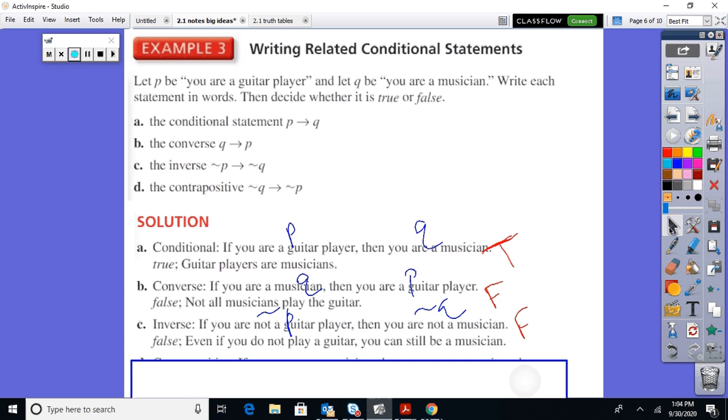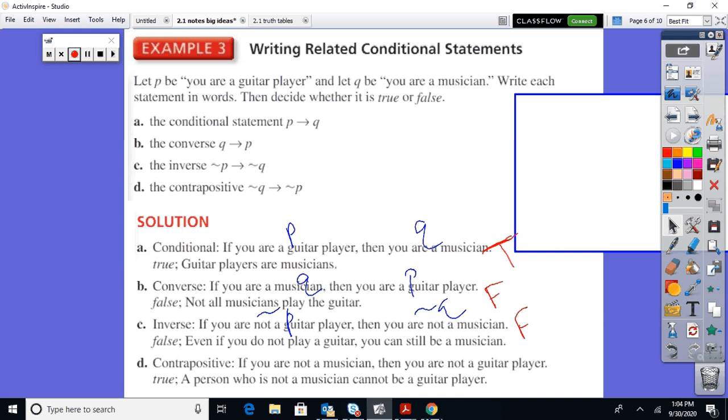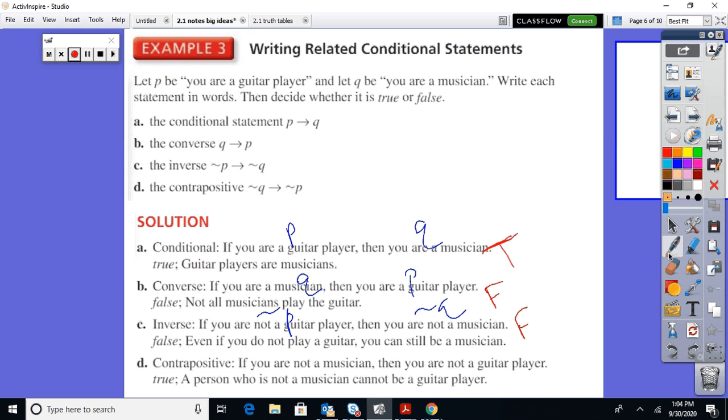And then, of course, the contrapositive says you flip it and you put nots in. So now it's looking like not Q, not P. All right? So if you're not a musician, you're not a guitar player, and that is true. If you're not a musician, then you couldn't possibly play the guitar because you don't play anything. And again, logically equivalent. These two and these two will either be both true or both false.